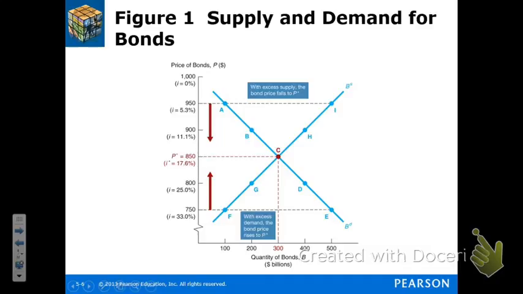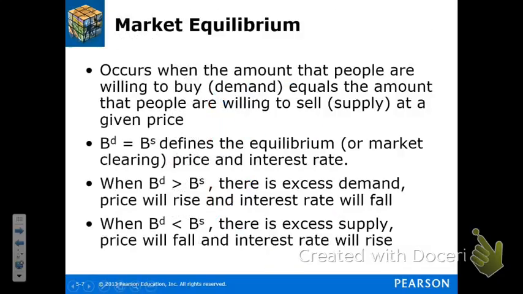At the equilibrium we get an equilibrium price for the bond and an equilibrium interest rate. In the last class we established that the equilibrium price and equilibrium interest rate are connected, because whenever the price of a bond goes up, the return on that bond goes down, so they are actually negatively related.